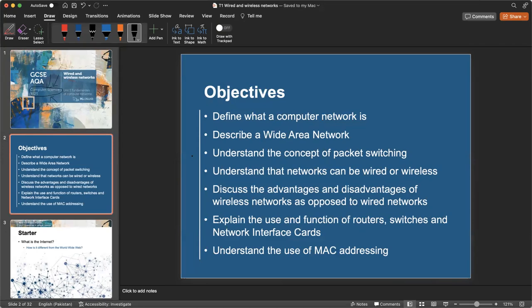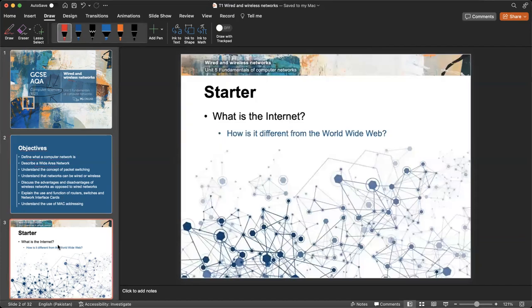It's a group of computers. Excellent answer. A network is a group of computers which are connected together, right? And they can share information. So right here we have some objectives, and in this objective there are some very simple questions, and we need to answer them, right? So let's move on with the starter.